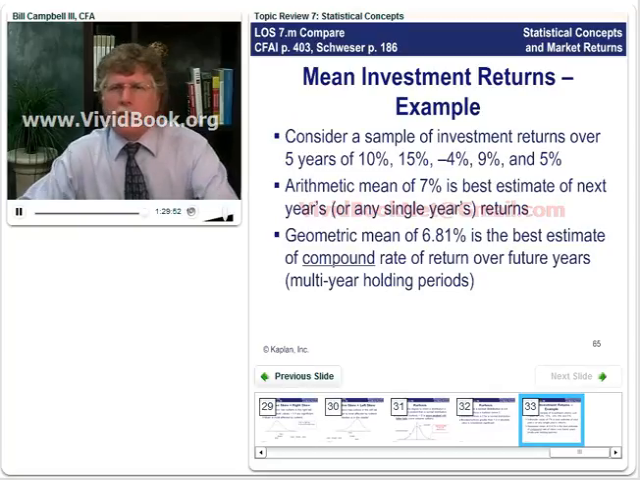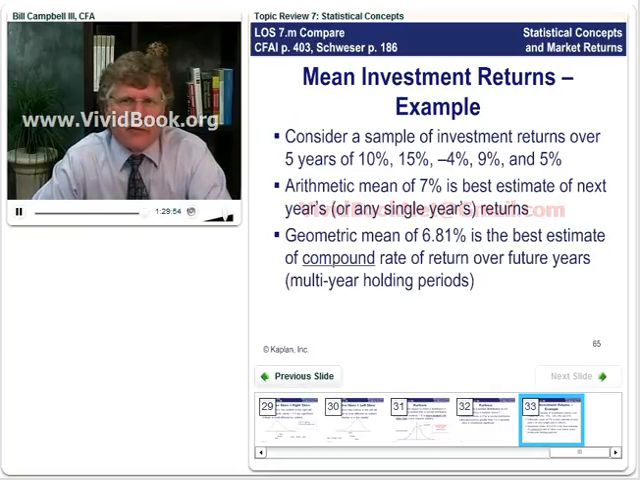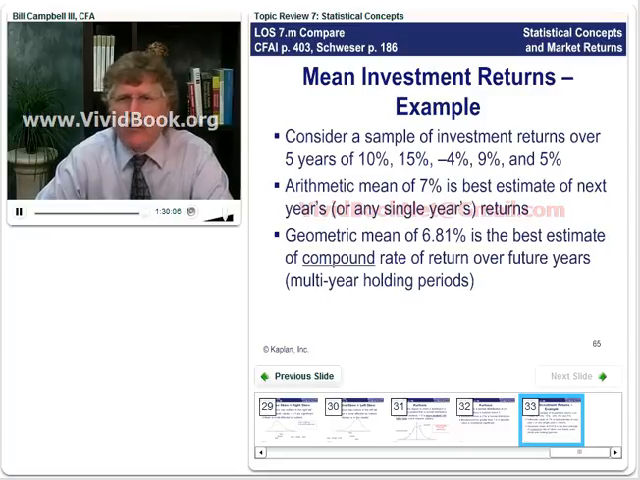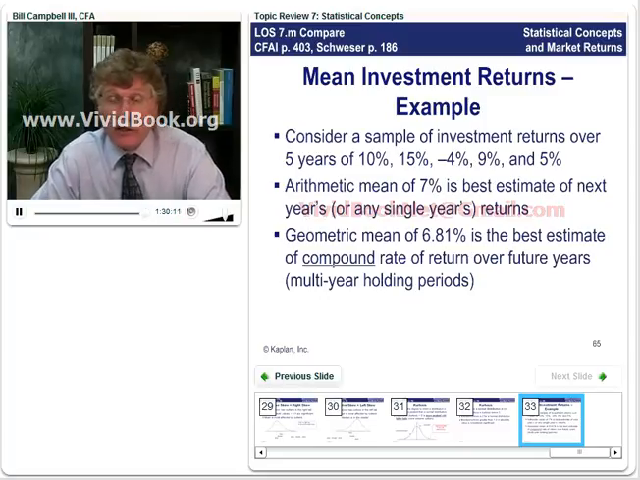All right, some examples on investment returns. Consider a sample of investment returns over 5 years. We got 10% the first year, 15% the second year, negative 4%, 9%, 5%. Arithmetic mean of 7%. We added all those up. We divided by 5. We got 7%. What is that 7% going to tell us?